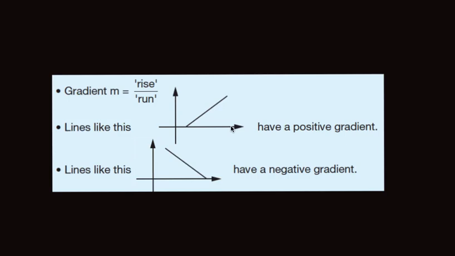In this video, I want to continue explaining the basic rules, or basic knowledge, about the gradient. We know that the gradient formula is rise over run. Remember that rise is for the vertical one, and run is for the horizontal one. Rise for the y-axis, run for the x-axis.